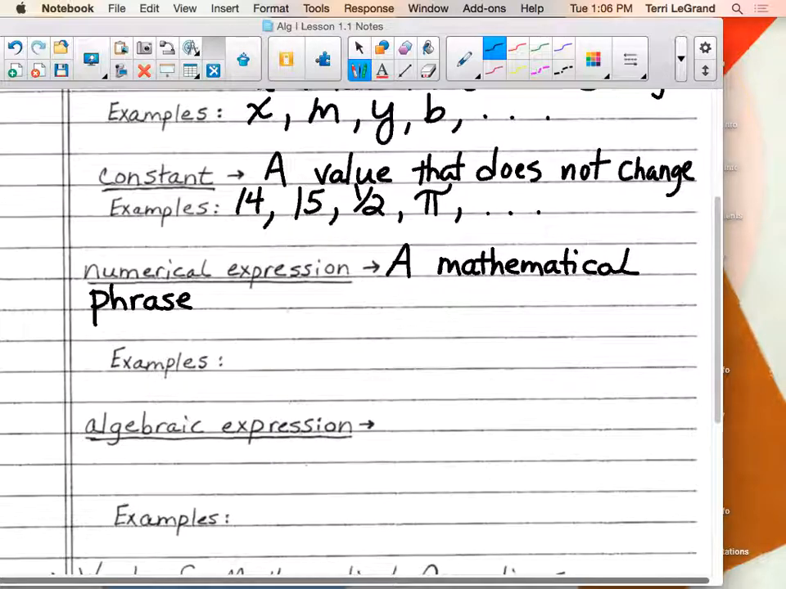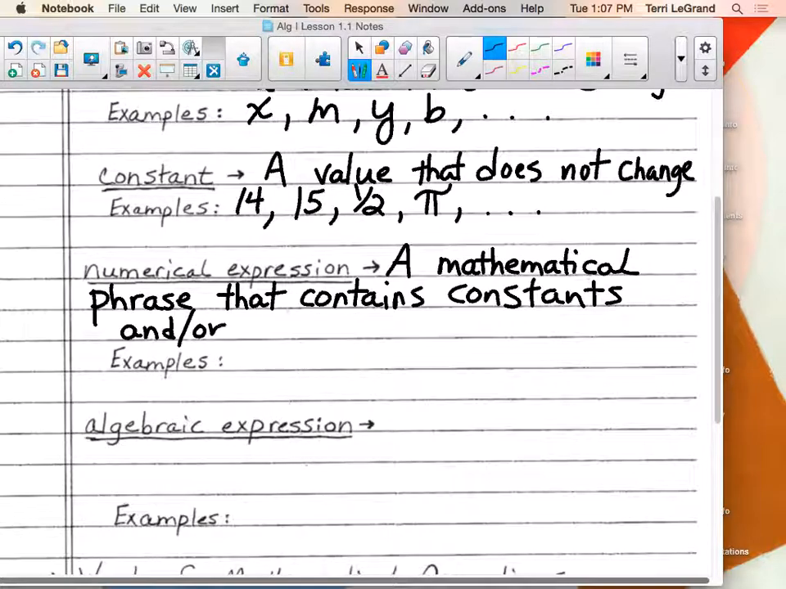Numerical expression. What do numerical expressions have in them? Numbers. Constants then, right? Can we call them constants? That contains constants. Is there anything else it can have? Variables. Can it have variables, a numerical expression? Look in your book. Can a numerical expression have a variable? No, it can't. Constants, Dylan? Can contain constants and/or operations. Yeah, we're going to say and/or operations.